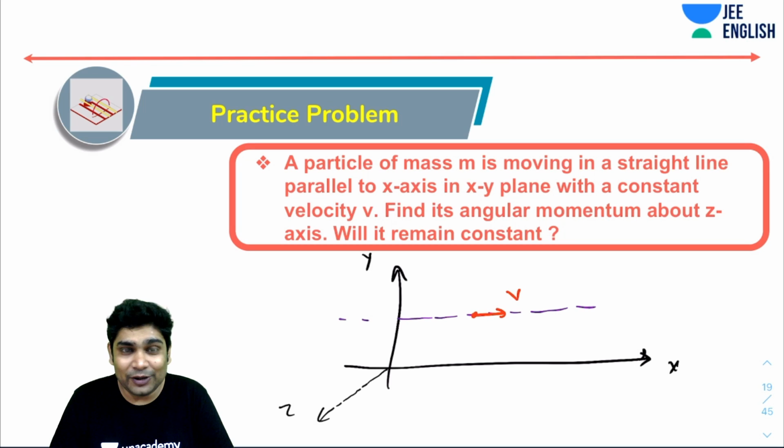Okay, so how do you calculate the angular momentum about an axis? Just remember that. If you want to talk about the magnitude, then the magnitude is going to be simply m v r perpendicular, where r perpendicular is the perpendicular distance from the axis of rotation. Okay, I hope you remember that.